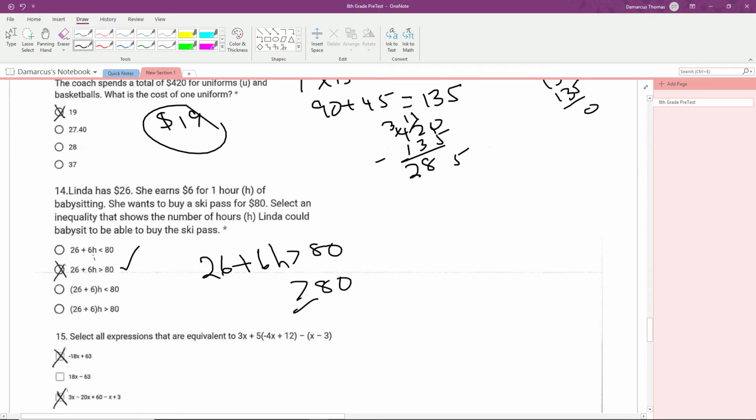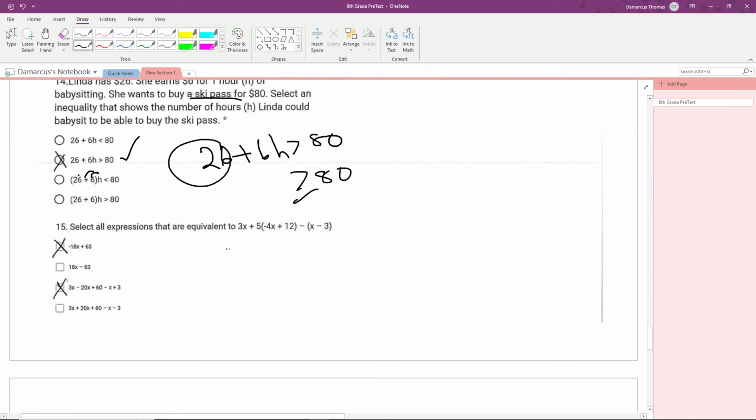And all the other ones are different. This one's almost the same, but the inequality's changed. So we can't choose that. And then this is not correct. You distribute the 6. That's not the same. All right. She has $20, so her starting value, and then she makes $6 an hour. And in order for her to buy the ski pass, she has to have more. She has to work more hours to make 80. So that's great. This problem, let's just solve this problem, and then it'll just fall right out for us.